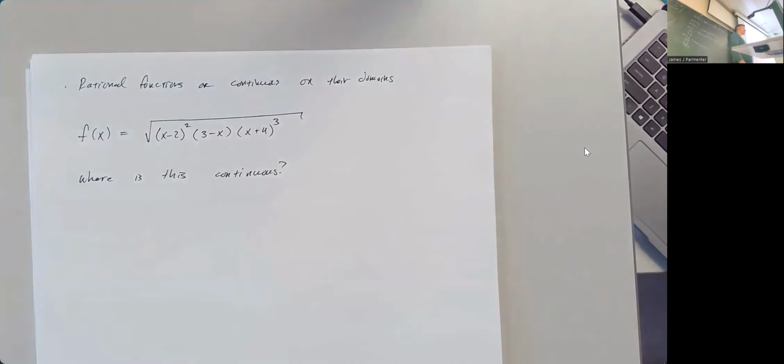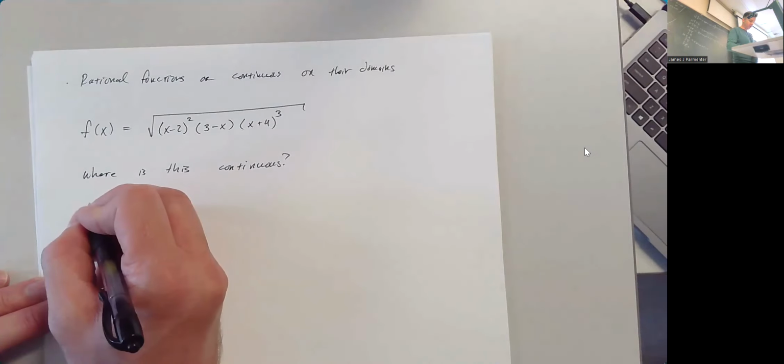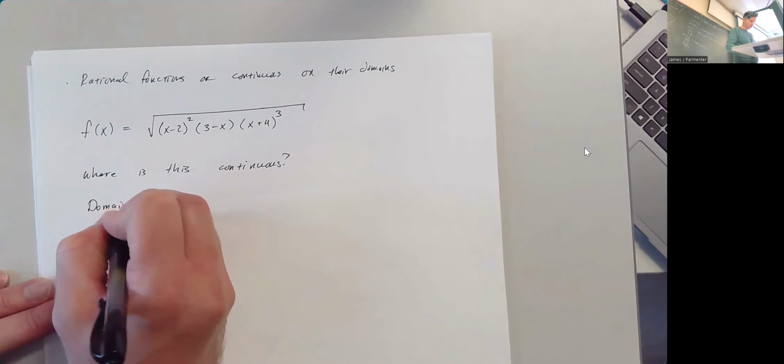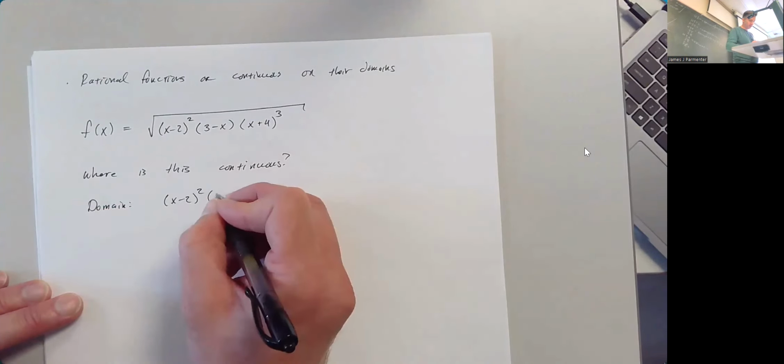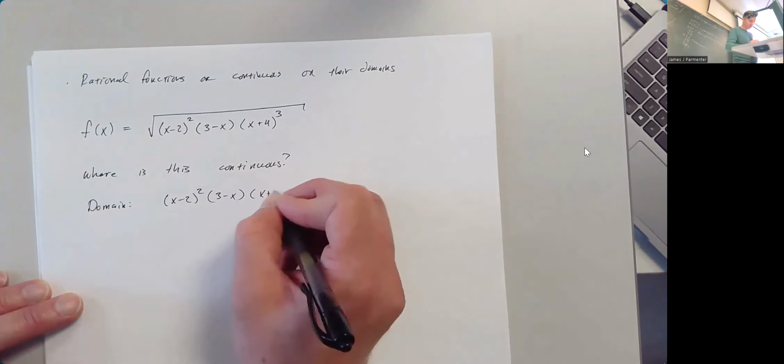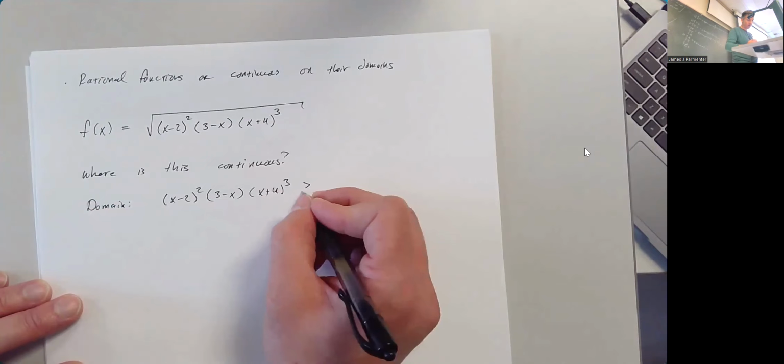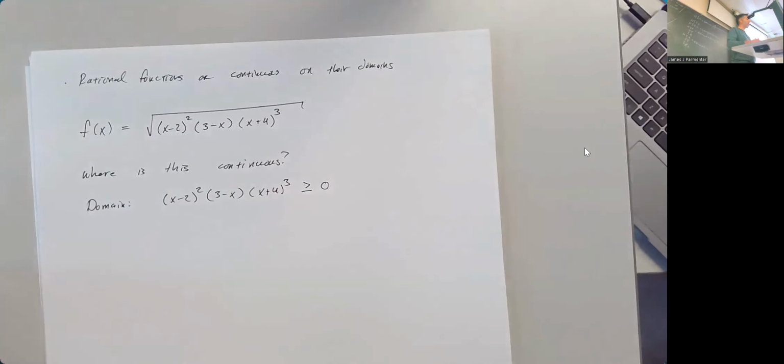Well, I've got a square root of some stuff. And when we take a square root, the stuff we're taking the square root of has to be not negative. We can't take the square root of a negative number and get a real result. So here, this is continuous on its domain, and the domain is going to be where the inside stuff, x minus 2 squared times 3 minus x times x plus 4 cubed, is greater than or equal to 0. And this is where you typically would use a sign chart, to find the domain of a function like this.